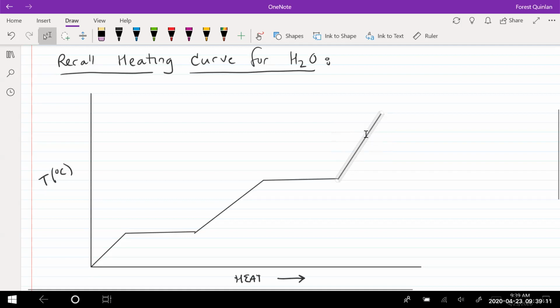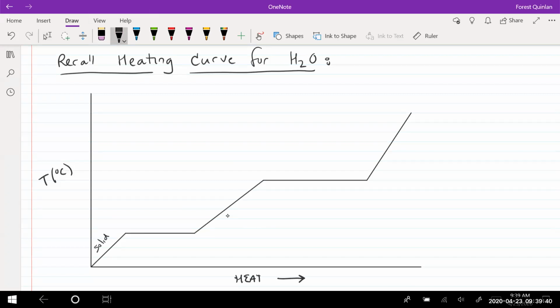Now, this is sort of a generic. I decided to make the slopes a little bit different. And what I probably want to do is make actually this line here a little bit longer, just to show you that they don't have to be exactly the same. I don't want them to be the same because they're never the same. If we label these, down here at the bottom, we have our solid ice. We have our liquid water. And then we have our water gas.